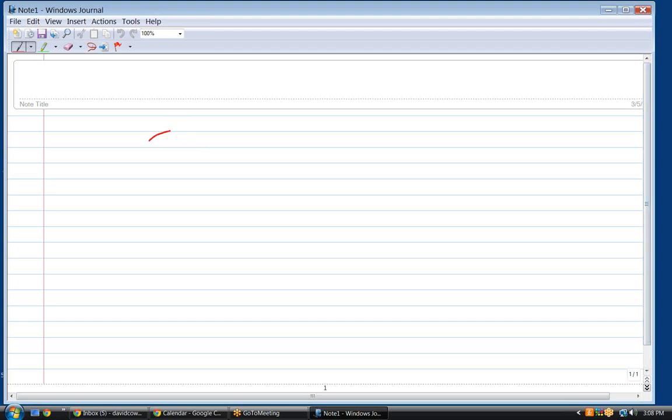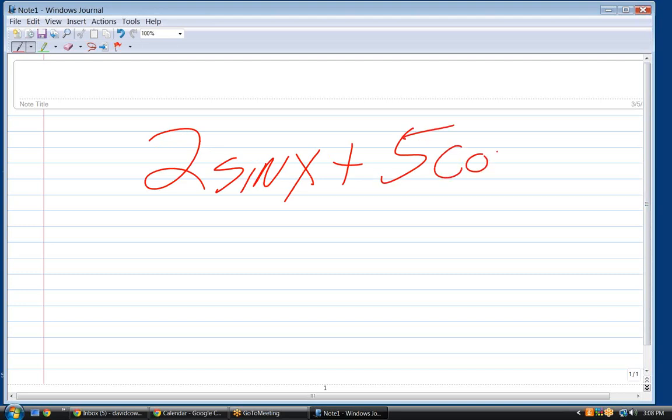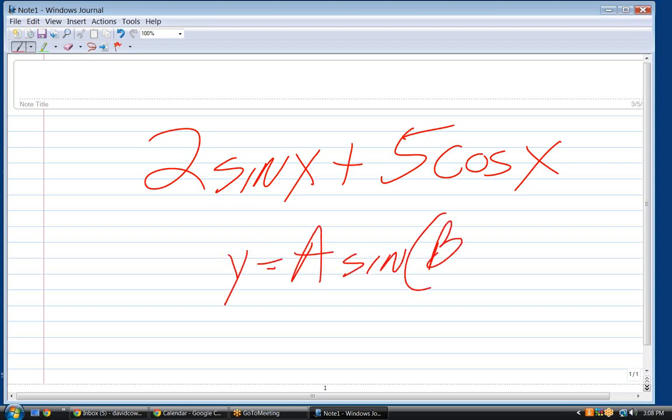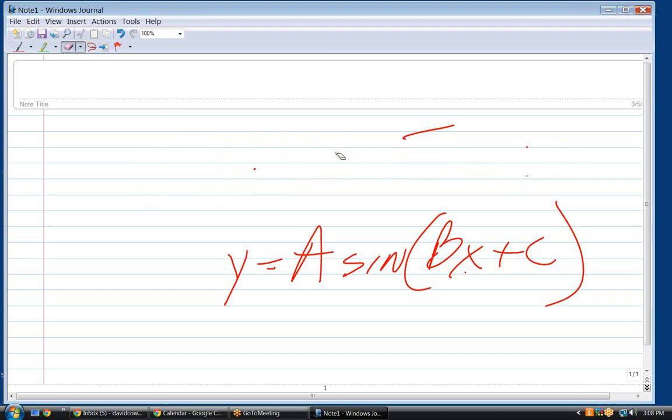It looks like a simple problem. Express this as a sinusoid function. In other words, make that look like that. Believe me, it's not easy to do. It is very, very tricky.